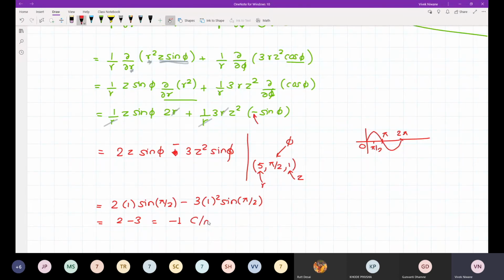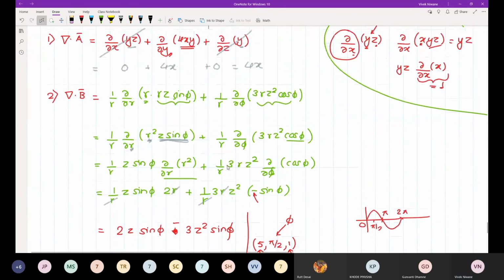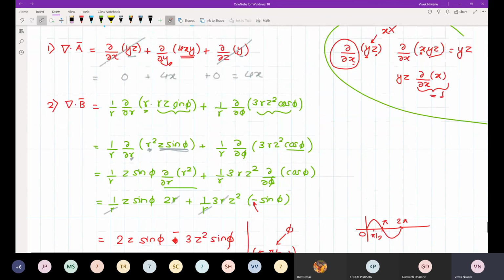Divergence है, इसलिए divergence is always observed over the volume. So we have coulomb per meter cube. Okay, अच्छा ऊपर में कैलकुलेशन करना रह गया था ना. This we need to evaluate, 4x, at the point (1, -2, 3). तो x की क्या वैल्यू हुई? 1. So we will have 4 coulomb per meter cube.